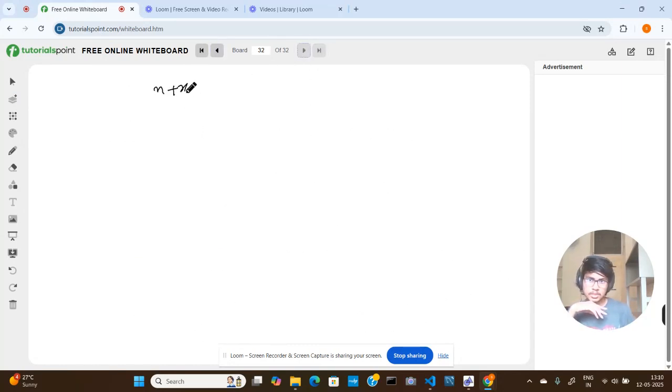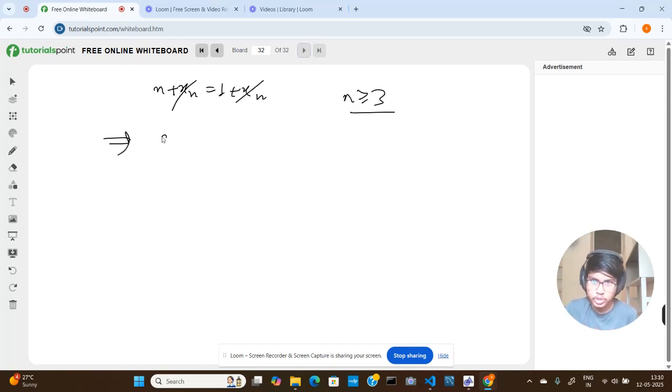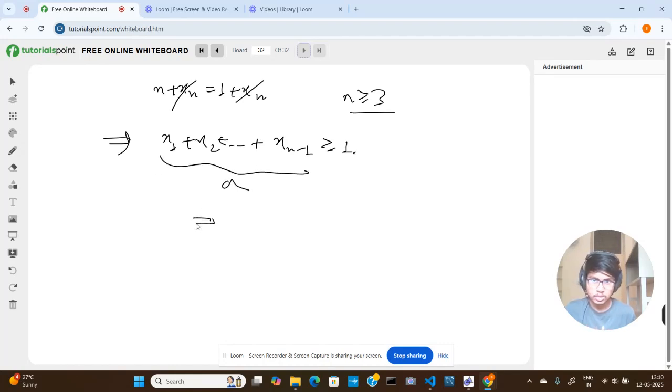Sum is n plus xn and product is 1 plus xn. But you know this cannot hold true because n is greater than or equal to 3. So this implies our claim is true, which means x1 plus x2 plus so on up to xn minus 1 is greater than or equal to 1. And we know that this was equal to a, so we know a is greater than or equal to 1. And b, which is equal to xn, we know this is greater than or equal to 2, b is greater than 1. What does that mean?